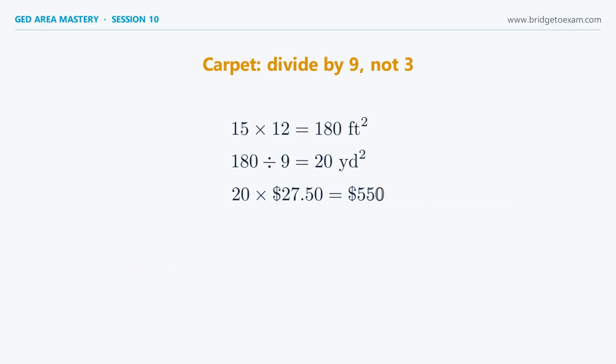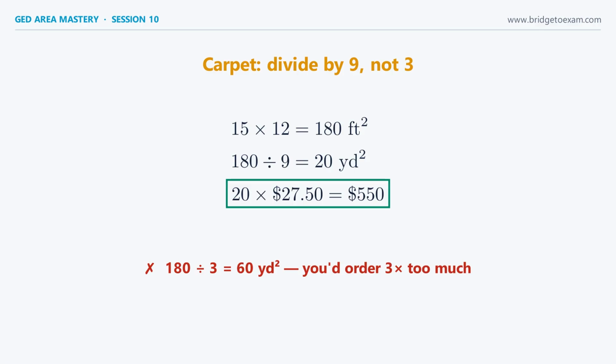And the classic. Carpet is sold by the square yard. A room 15 by 12 is 180 square feet. Divide by 9, not 3. 180 over 9 is 20 square yards. At $27.50 a yard, that's $550. Dividing by 3 gives 60, and you'd order 3 times too much carpet.